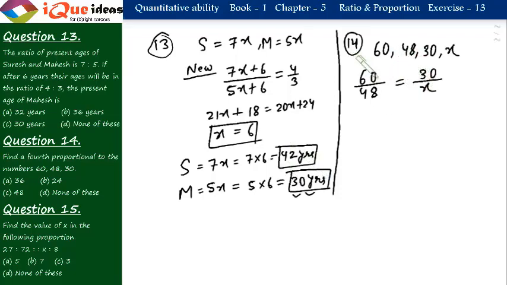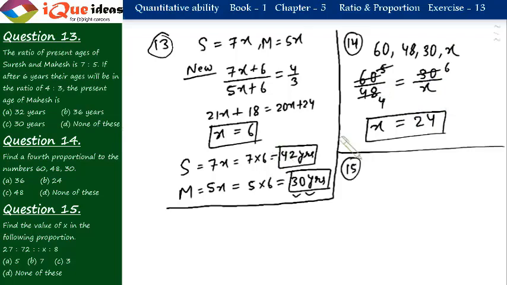Now simplify it. 60 upon 48, it will be cancelled by 12. So 60 is 5 times 12, and 48 is 4 times 12. Now cross multiply. Before that, 5 cancels 30 6 times. So straight away we get x equal to 4 into 6, which is 24. But the important thing was the definition. If there are four numbers in sequence and proportional, the relation is the ratio of first two quantities is equal to ratio of last two quantities. So straight away 60 upon 48 equal to 30 upon x. You can solve whichever way you wish to, but you should get the last value to be 24.